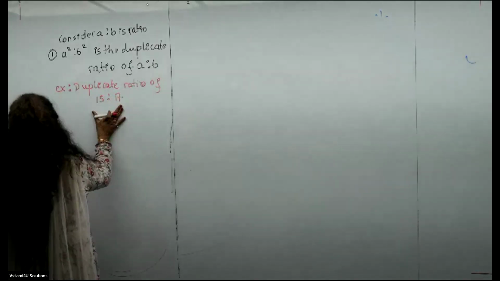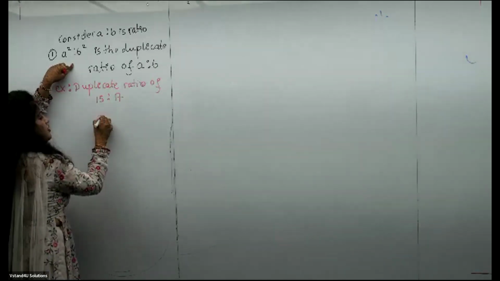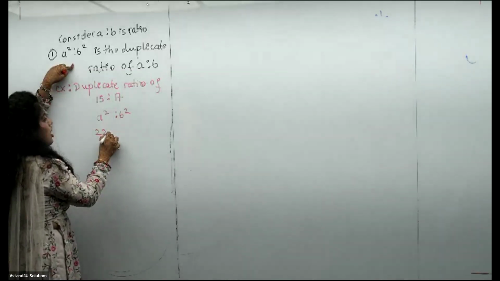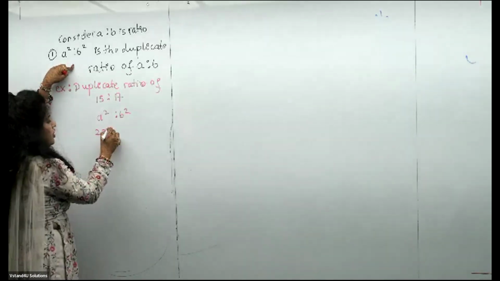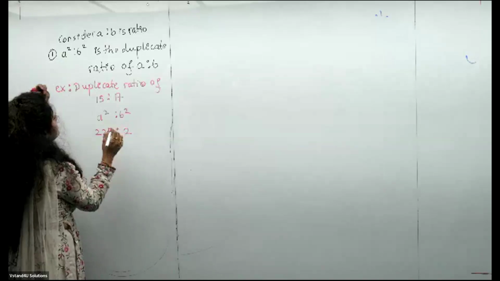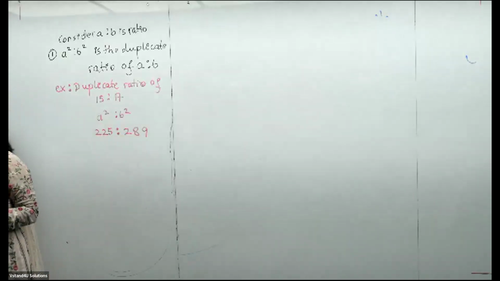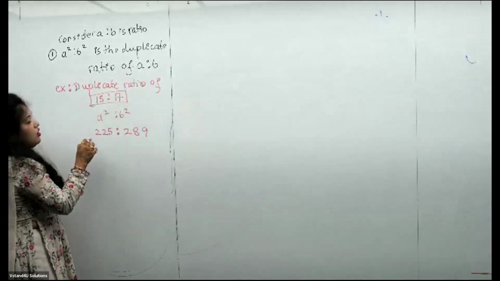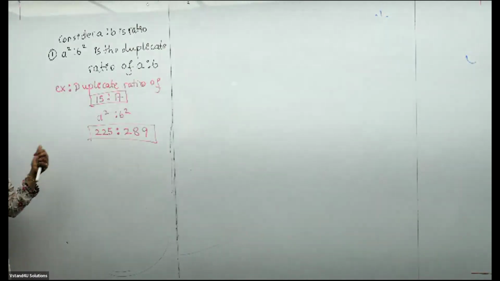15:17. Can you tell me what is the duplicate ratio of 15:17? According to this, it is nothing but A square is to B square. 15 square is, what is it? 15 square 225. 17 square is 289. So for 15:17, which is the duplicate ratio? 225:289. Clear? This is the first type of ratio.